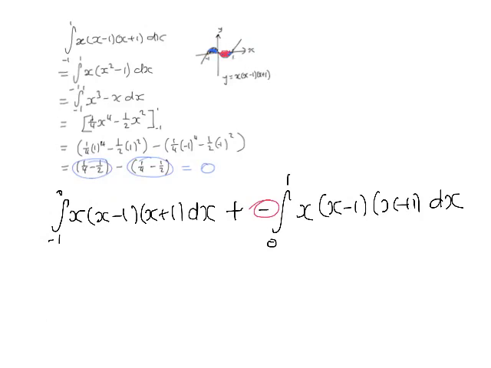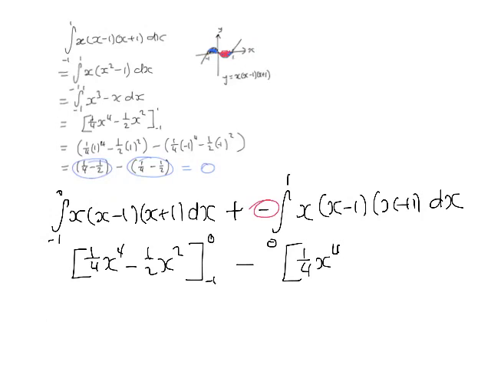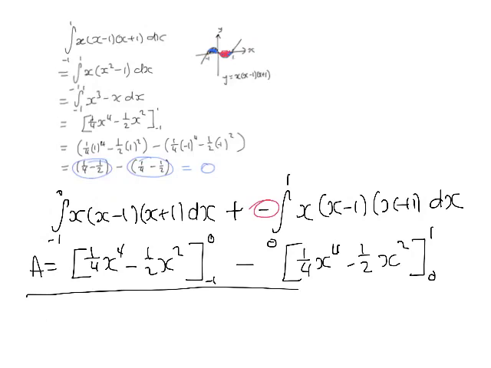So if we do this quickly, this is going to be a quarter x to the power 4 minus a half x squared between -1 and 0, and we've got to subtract a quarter x to the power 4 minus a half x squared between 0 and 1. So this expression gives us our area, and if we evaluate that, we will find the area under the curve.